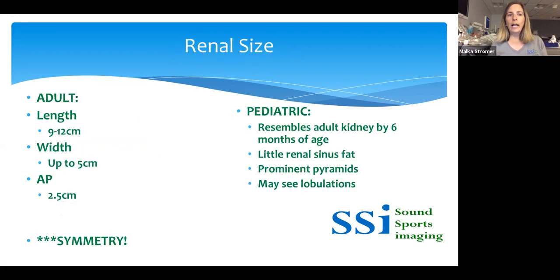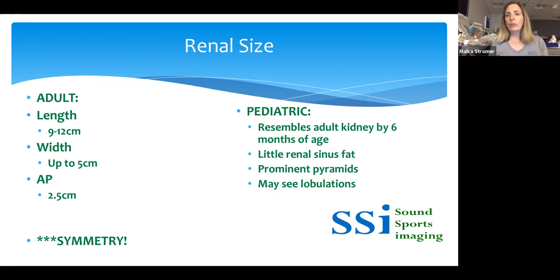Renal size. The typical length of an adult kidney is about 9 to 12 centimeters in length. It is most important, however, to be able to compare the left kidney to the right kidney. They should be within 2 centimeters of each other. That demonstrates good symmetry and lets us know that these are probably good, healthy kidneys within the 9 to 12 centimeter range, symmetrically from left to right.